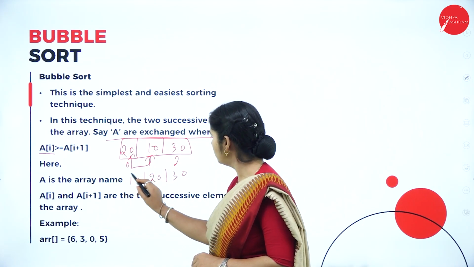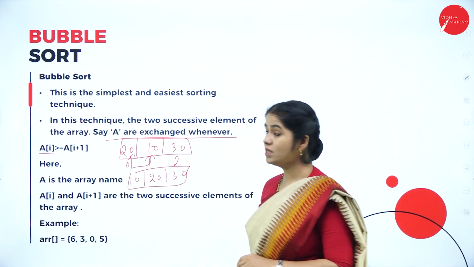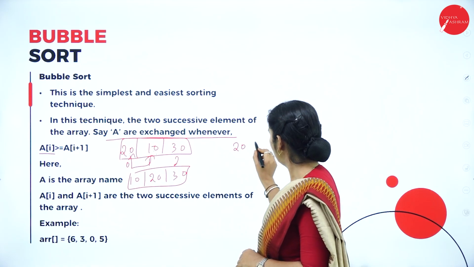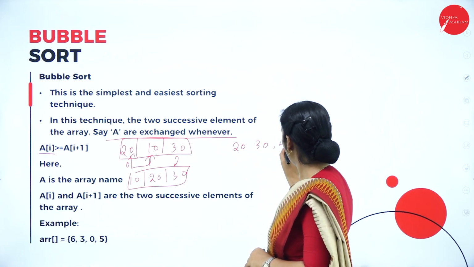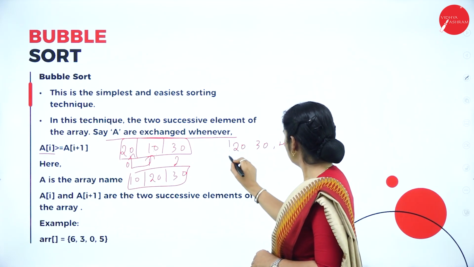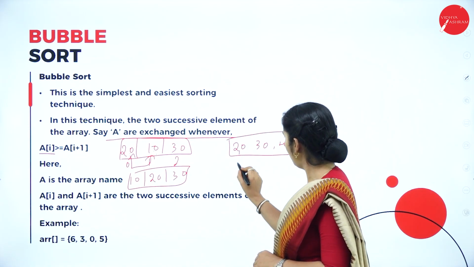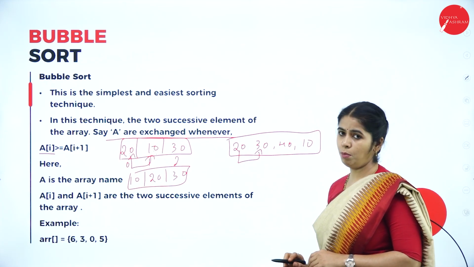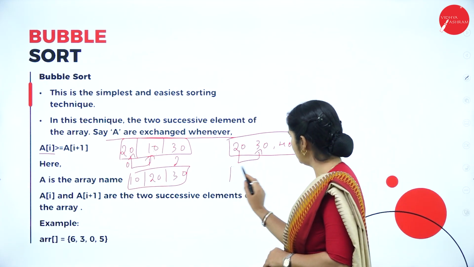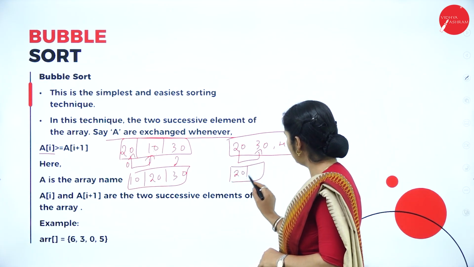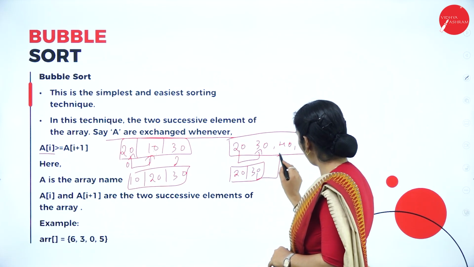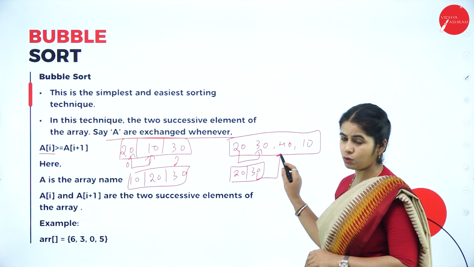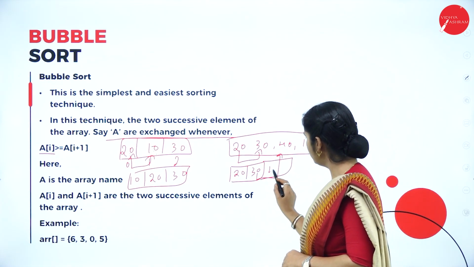Very simple, right? So consider one more example. Here I have 20, 30, 40 and 10. So now I have to do what? Compare these two elements. Is A of i greater than A of i plus 1? No, keep it as it is. Then 20 and 30, and 30 will be compared with 40. Is A of i greater than A of i plus 1? No, keep it as it is, 40.